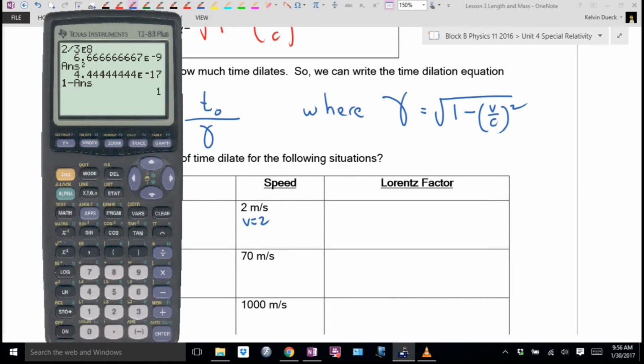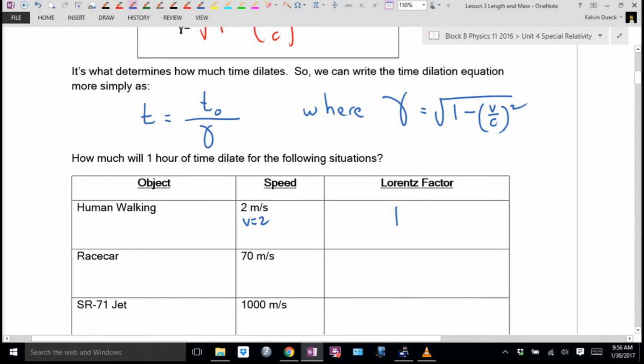So the Lorentz factor here is so close to 1 when you're walking. The difference between your 1 hour and somebody who is sitting still, their 1 hour, it's negligible. It's so small that my calculator can't track it. I did find an internet long number calculator that would actually track it, and I typed it in just for giggles.